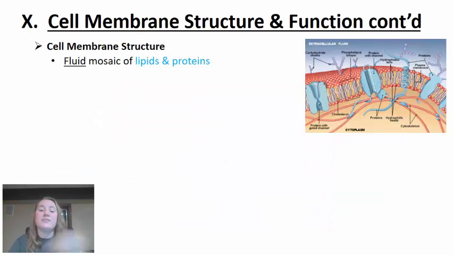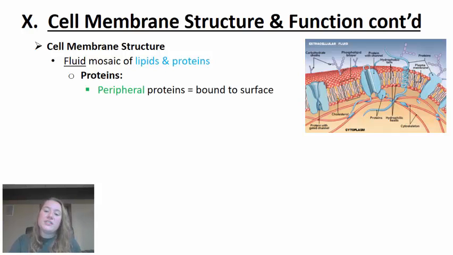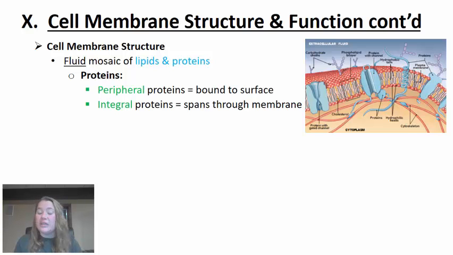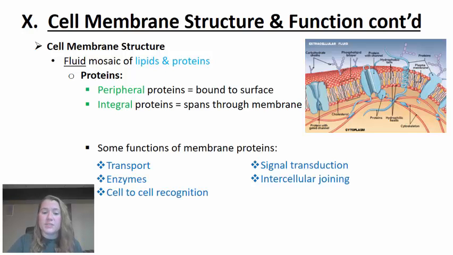So again, the fluid mosaic is of lipids and proteins. So let's talk about the proteins here real quick. So the proteins fall into two categories. We have peripheral proteins, which are bound to the surface. Think about your peripheral vision: it is the very edge at which you can no longer see anything. So the edge of your vision is your peripheral vision. Peripheral proteins are bound right to the edge or just to the surface of the cell membrane. Integral proteins are integrated or go all the way through the cell membrane. And peripheral and integral proteins do some totally different jobs.